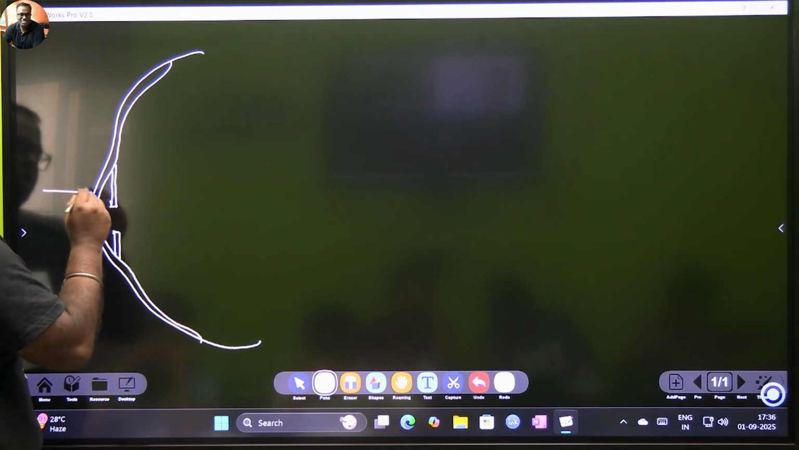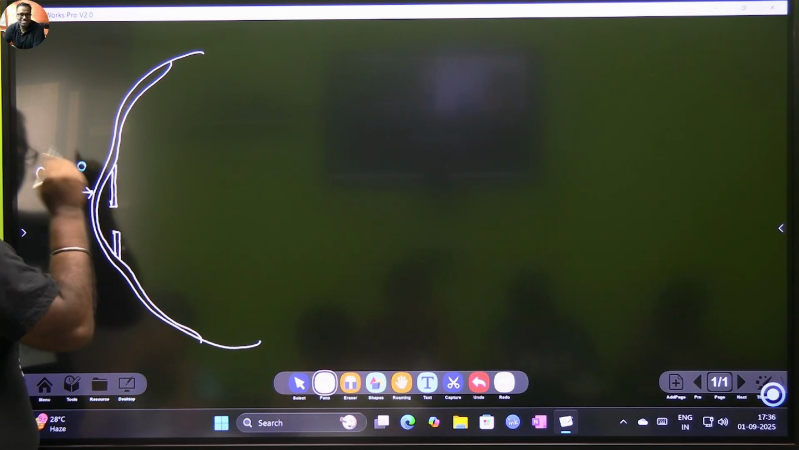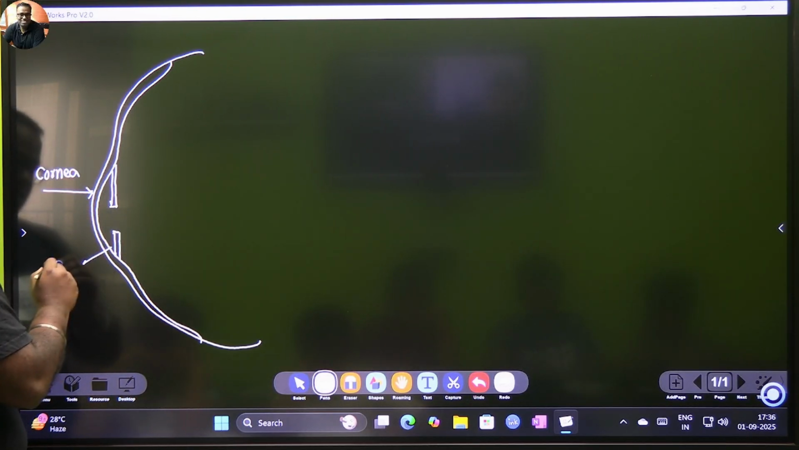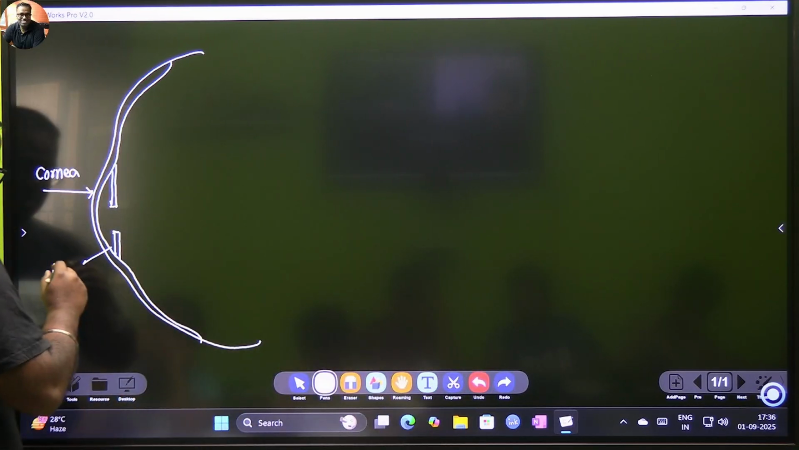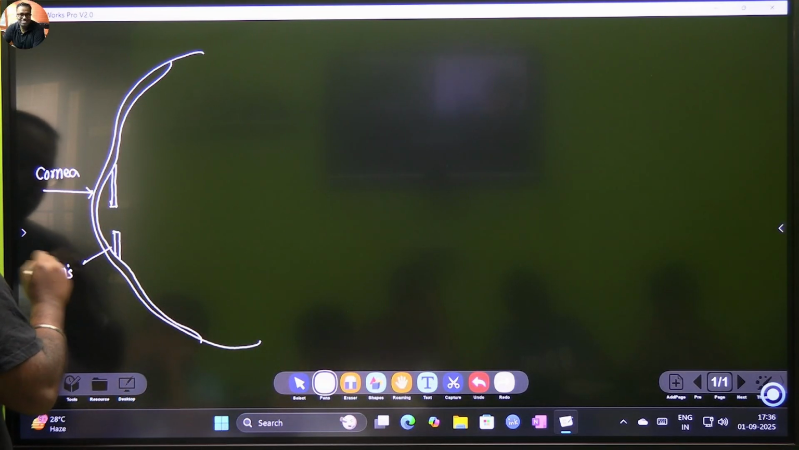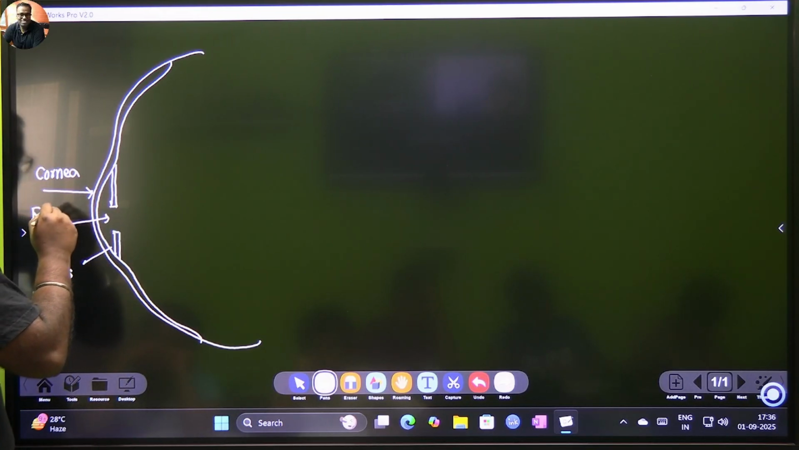So this is my cornea, and this is my iris. This is my iris, and this is the pupil from where the light ray will be entering the eye.